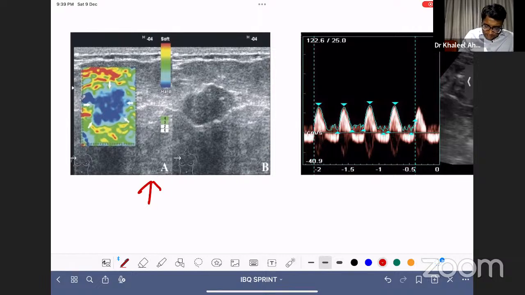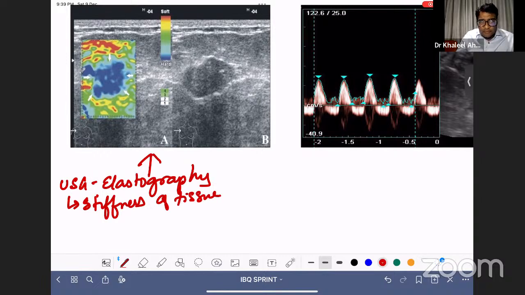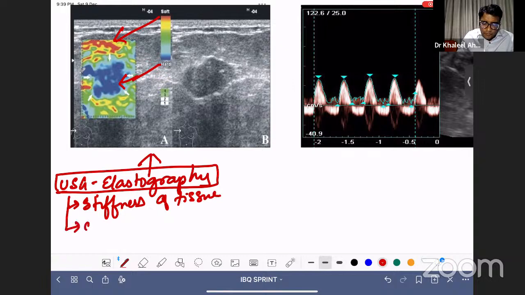This is called ultrasound elastography. Elastography is basically used to look at the stiffness of the tissue. So in a breast lesion, you want to know which is the hard area and which is the soft area. There'll be a color coding given to you telling you which is hard and soft. That technique which looks at the stiffness of the tissue is called ultrasound elastography. And this technique helps you to guide FNAC and biopsy.